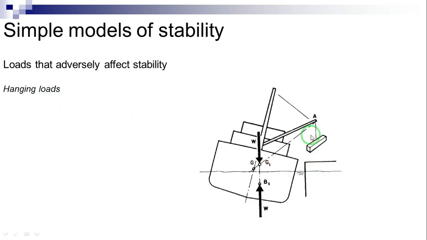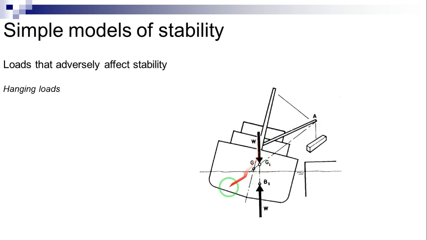In this case, the lifted weight exerts a force at the end of the cable hanging point, regardless of the heel angle or the height to which the load has been lifted. Therefore, the weight of the side lift is considered as an additional weight at the cable hanging point. Therefore, in this case, the center of gravity will shift from G to G1 as illustrated here.